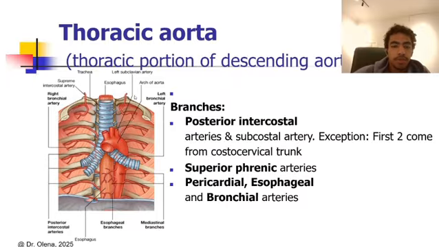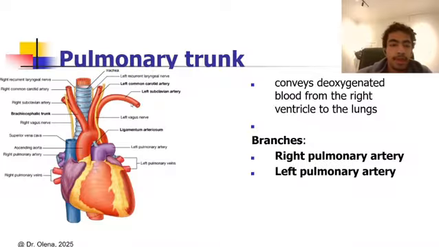Now, the thoracic aorta will branch off into bronchial arteries, esophageal arteries, pericardial and superior phrenic arteries, but mostly you should focus on how it branches off into posterior intercostal arteries and subcostal artery, all of them except for the first two, which branch off from the costocervical trunk. Next, we have the pulmonary trunk, which splits off into the right and left pulmonary arteries, and it essentially takes the oxygenated blood to the lungs.